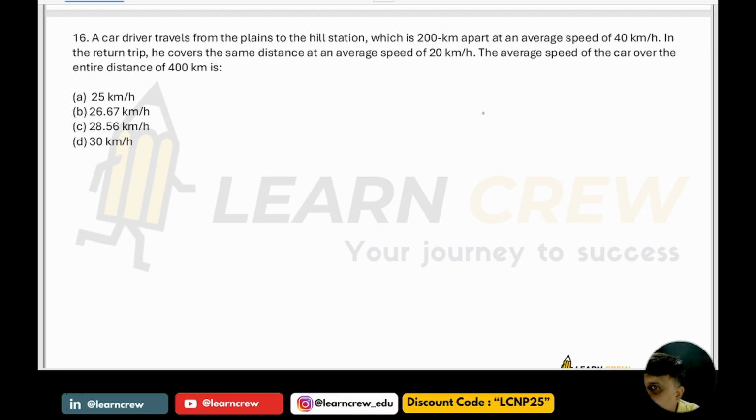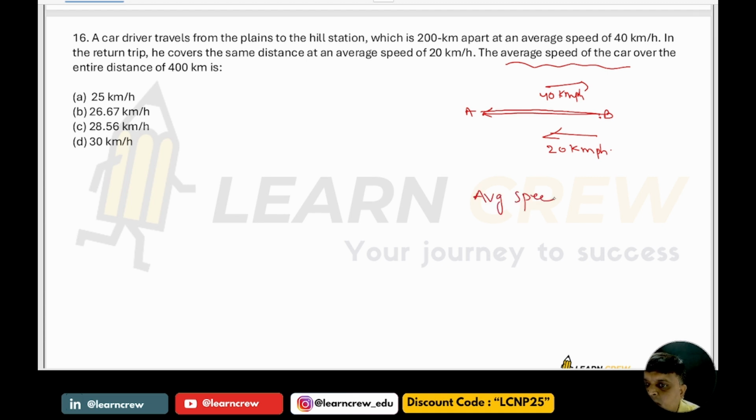So he is going from A to B and then again coming from B to A. If the total distance is d, it is made into two equal parts, d by 2 each. The first part is with a speed of 40 km per hour, and the second part with a speed of 20 km per hour. So what is the average speed?